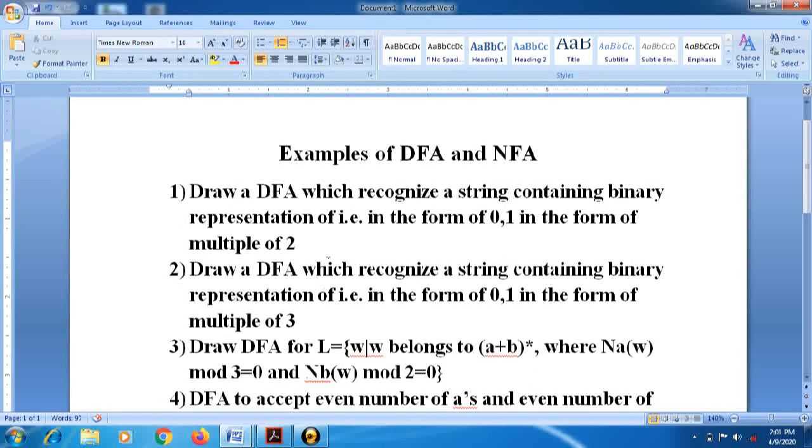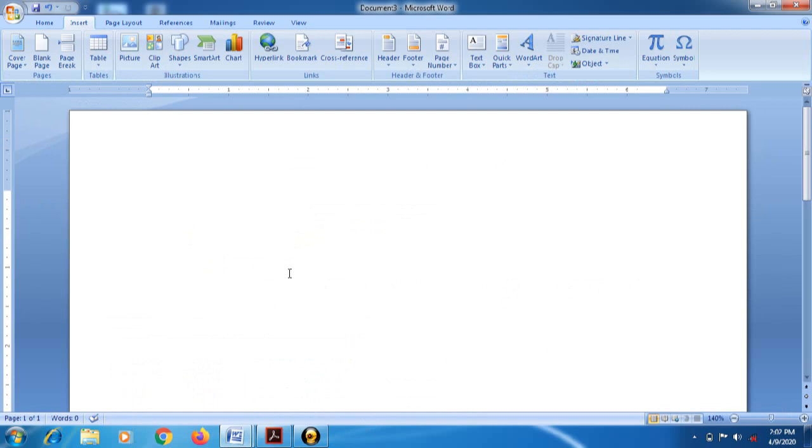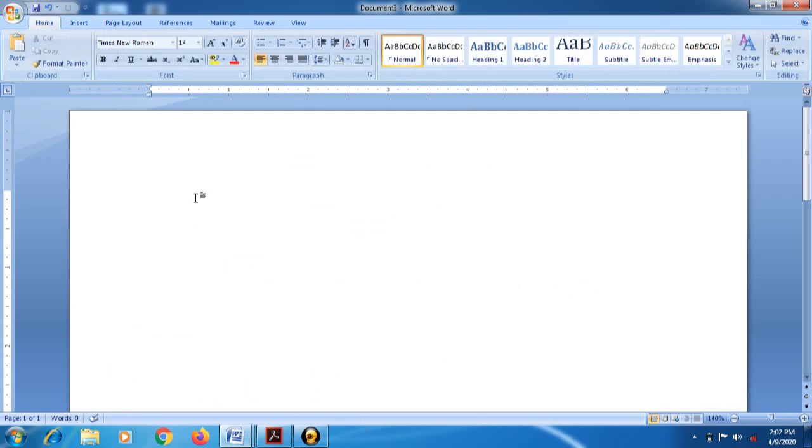First we have to find out which strings come under this part. They have mentioned here binary representation of numbers which are multiples of 2. So first we have to find some binary represented numbers which are multiples of 2. We will consider the strings which come under this set. So the regular language is equal to the binary representation of numbers which are multiples of 2. So 0 comes under this category, then 2, 4, 6, 8 and so on.